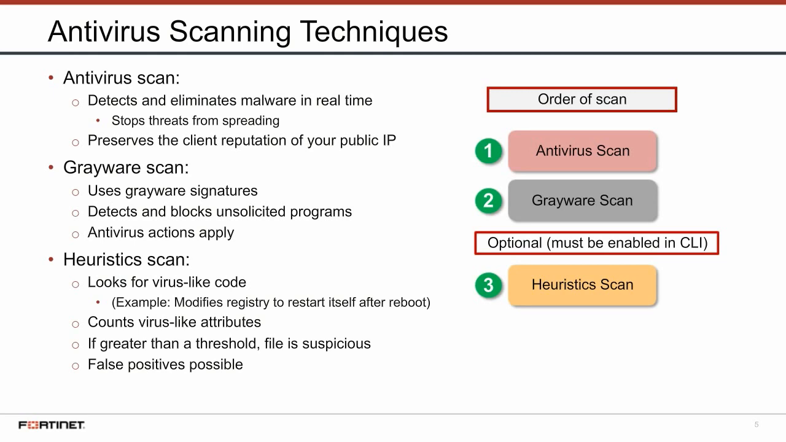By default, when the antivirus scan's heuristic engine detects a virus-like characteristic, it logs the file as suspicious, but does not block it. You can choose whether to block or allow suspicious files. The heuristic scan is an optional feature that must be enabled in the CLI. You can configure the action for the heuristic scan to pass, block, disable using the CLI command config antivirus heuristic. If all antivirus features are enabled, FortiGate applies the following scanning order: antivirus scan, grayware scan, heuristic scan.